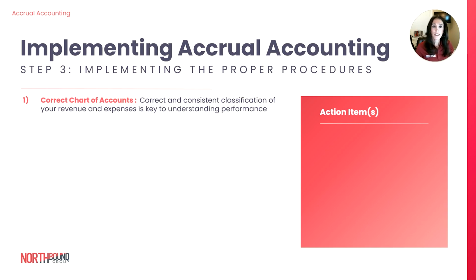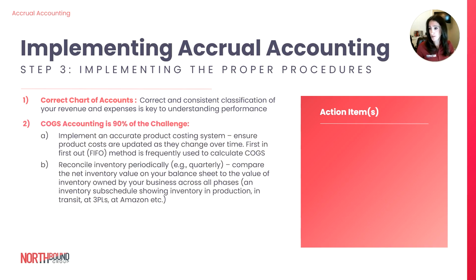So it's definitely ideal for this setup to be accurate, because it gives you an idea of your monthly performance. And that's good for yourself running the business. But obviously, again, the buyer will have a better lens on your business performance as well with this proper classification. And COGS accounting is 90% of the challenge. It's important that you implement some type of accurate product cost system.